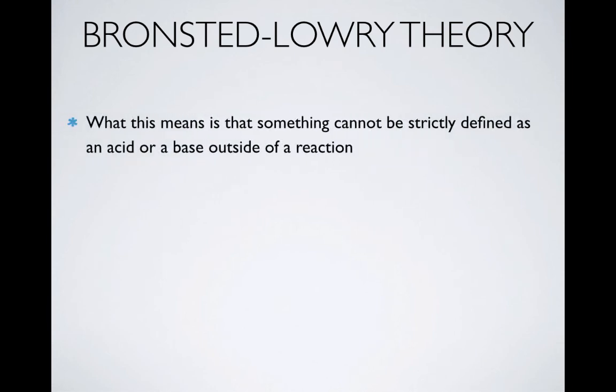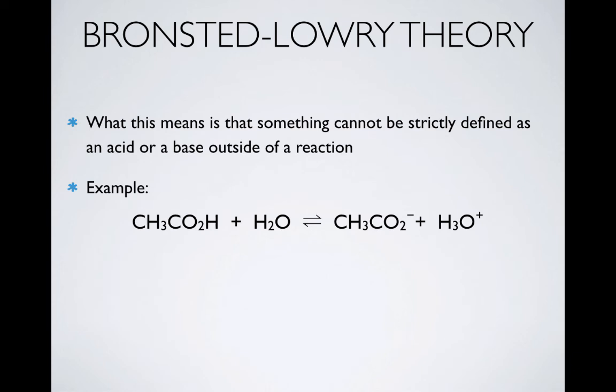So the other implication this has is that a compound cannot be strictly defined as either an acid or a base. We can't always say that this is an acid or that this is a base, period. There are several compounds that can behave as either an acid or a base. So let's take a look at an example here. This is just acetic acid, CH3CO2H, plus water, and it gives us the acetate ion and H3O+.